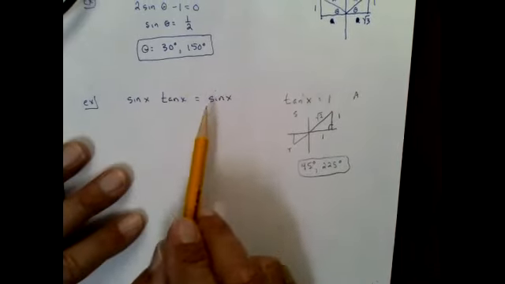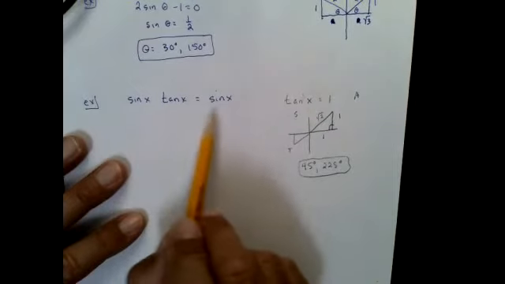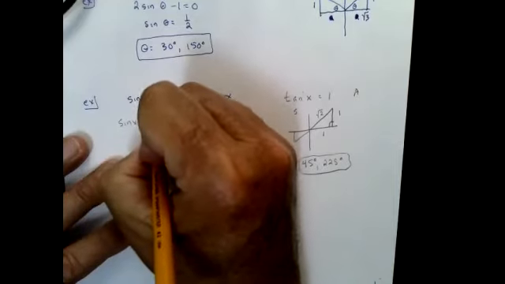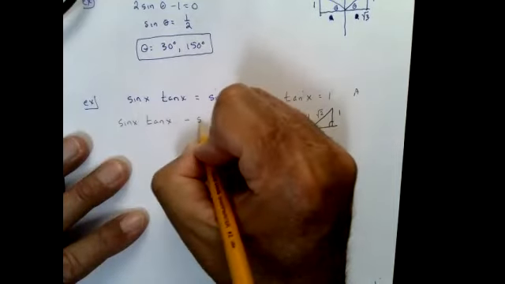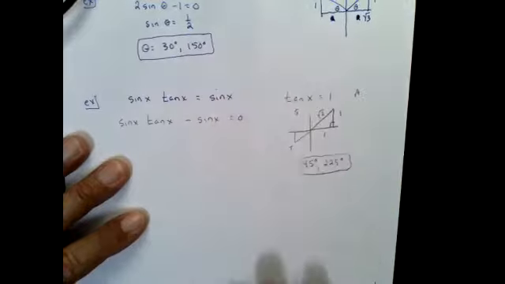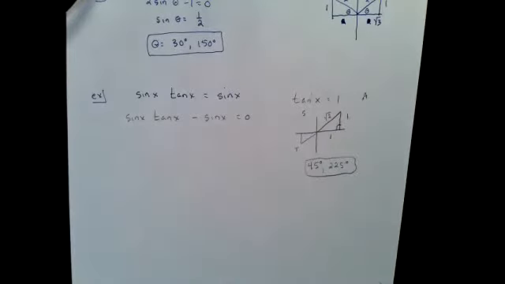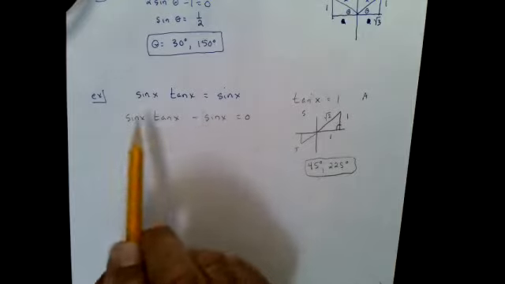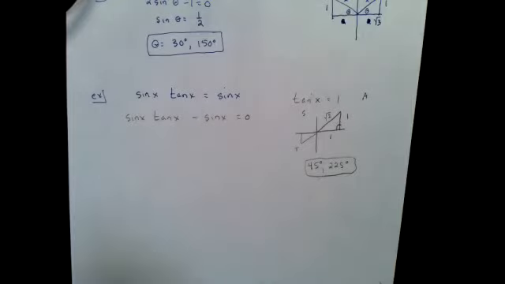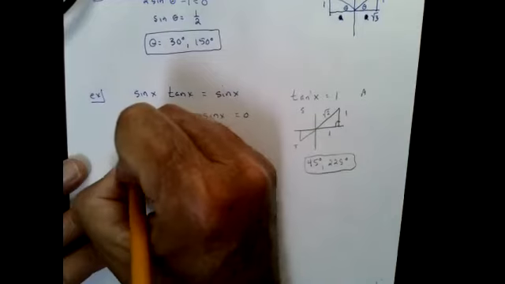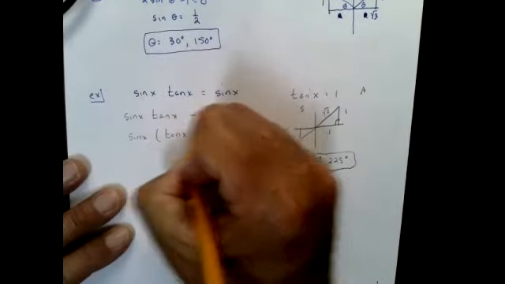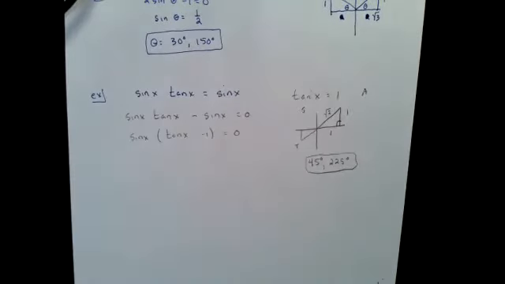What if I did one of my algebra concepts and said, you know what, I'd like to not delete any answers, but I'm going to do this. Subtract sine of x from both sides. And all of a sudden I'm thinking, wait, there's a 0. If I could write this as a product, that would be awesome. And I can, because I can factor out the sine of x. I now have tangent of x minus 1 times sine of x.